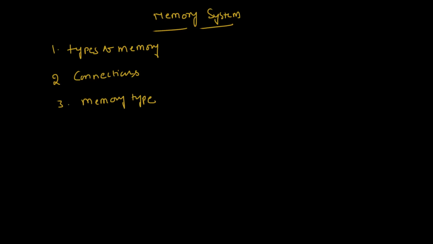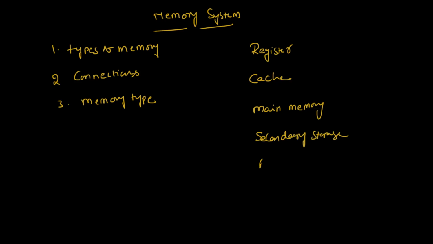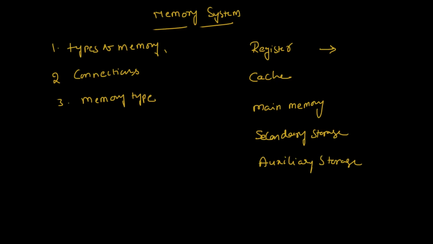The first type of memory in the computer to be discussed is a register. A register is a very fast device in the computer, and then we have the cache memory, and then main memory, also called RAM. Main memory, and then secondary storage, and auxiliary storage. These are the various types of memories in the computer.